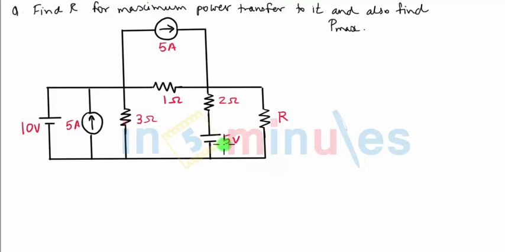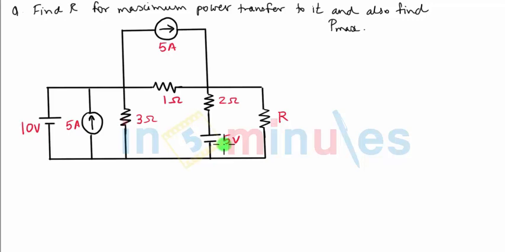Such type of questions which are based on maximum power transfer theorem, we have to remember two things. Number one, the maximum power is transferred to a resistance R from the network if the value of the resistance is equal to Thevenin's resistance of the network, that is RTH. Point number two, the maximum power can be calculated using the simple formula, which is VTH square upon 4 RTH.